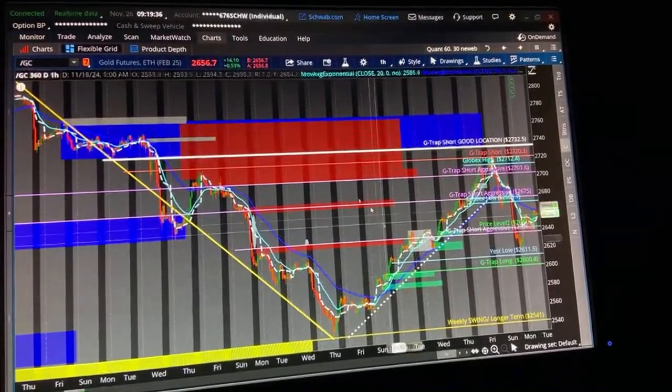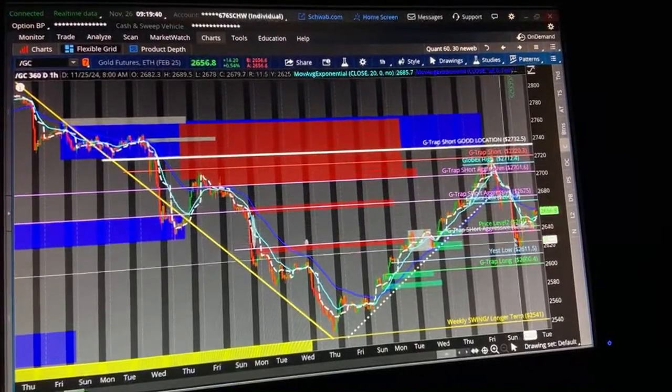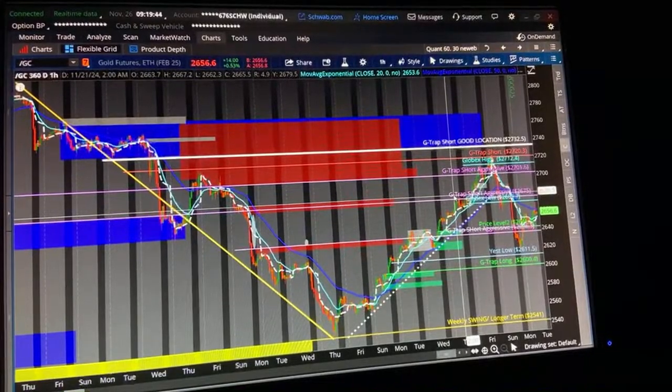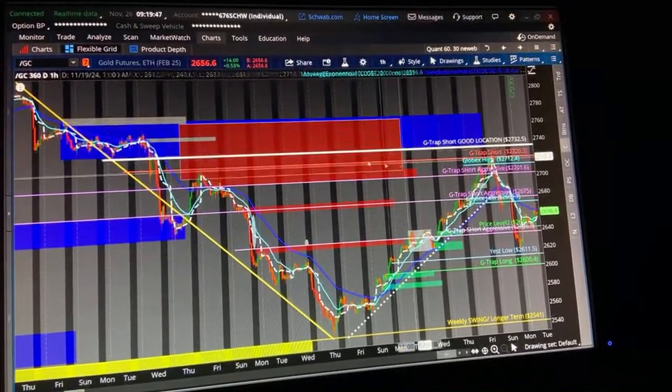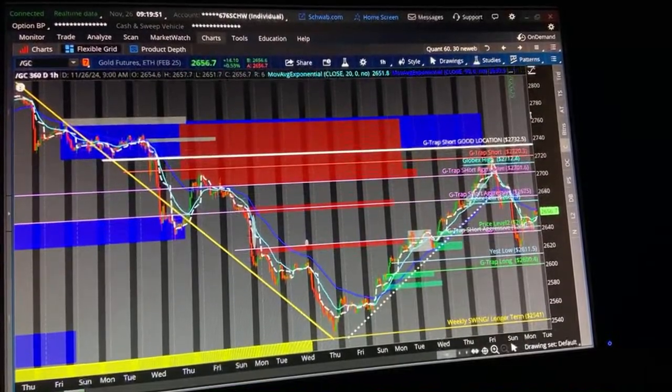Then we pull back deeper. This deeper pullback on the downside shouldn't surprise many people if you understand your higher time frame hierarchy of monthly, weekly, daily, because there is some daily supply that we need to absorb out of here, potentially to go higher.